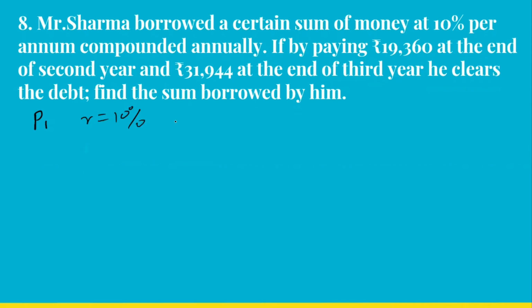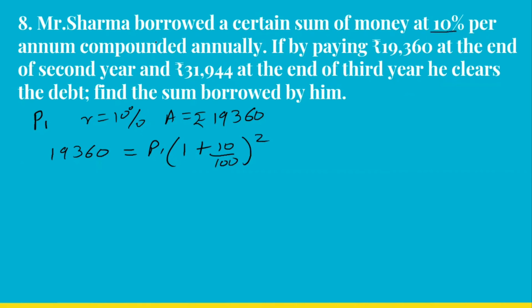And so the amount at the end of 2 years is going to be rupees 19,360. So let us find the first principal now. We have 19,360, which is the amount, is equal to P1 in bracket 1 plus R, which is 10 upon 100, raised to 2, because this is for 2 years. After 2 years, this has become an amount. So let us calculate P1.